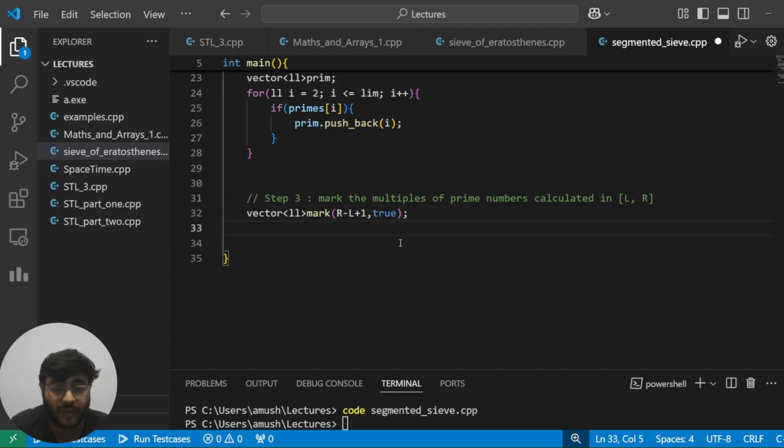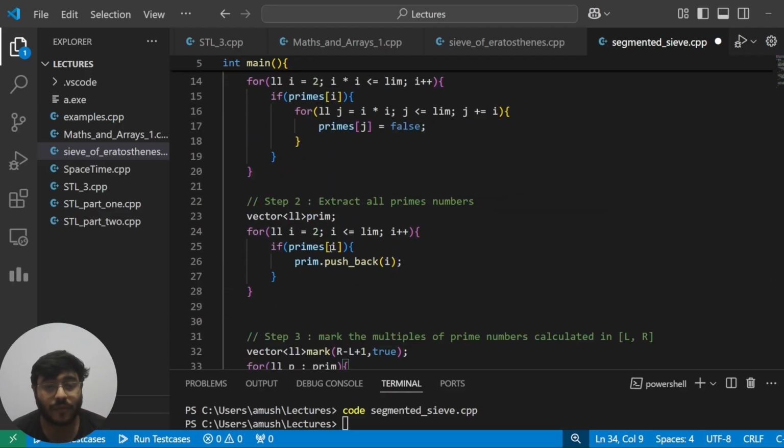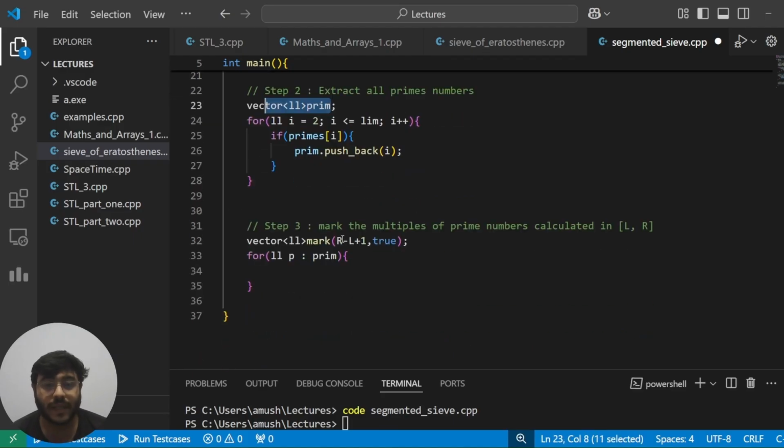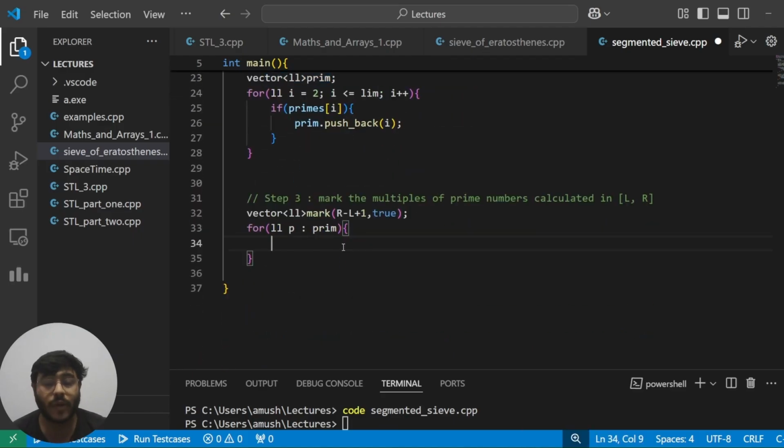Okay, now we start proceeding. First of all, we take a prime p from the prim array, as a long long. We extract a prime number that we calculated in the previous step. The prime numbers that came in this prime array, now we will start marking their multiples one by one. So we take a prime number from this vector, and then we mark all the multiples of this prime number p in the range from L to R.